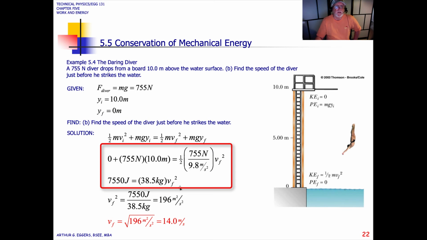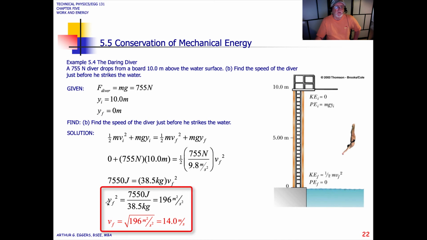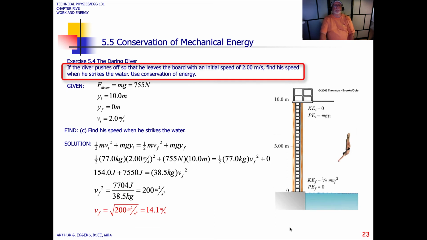We're going to factor the final velocity squared to the other side of the relationship, divide through by 38.5, and I get 196 meters squared per second squared. I take the square root of both sides. I get 14 meters per second. So just before this guy comes splashing through the water, we take a snapshot, and he's moving at 14 meters per second.